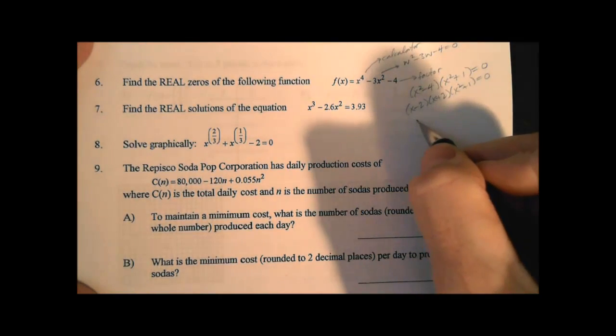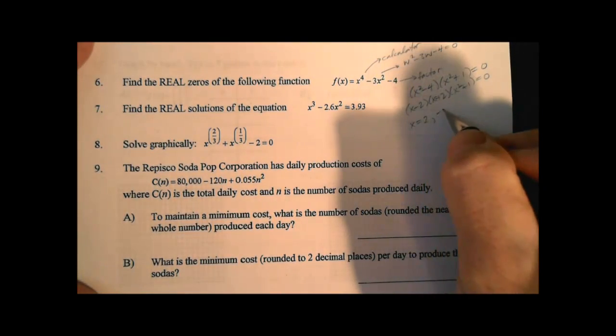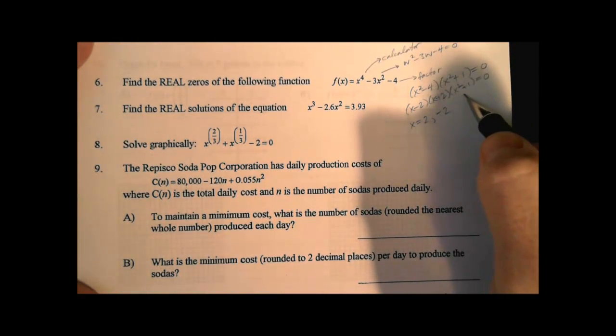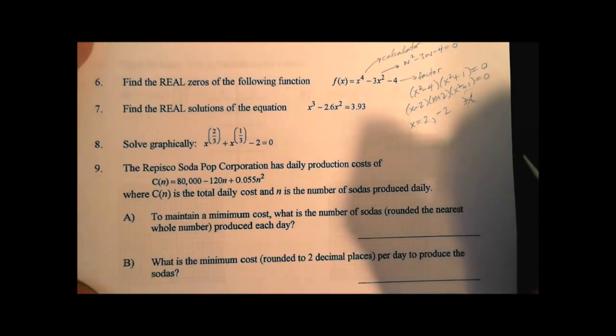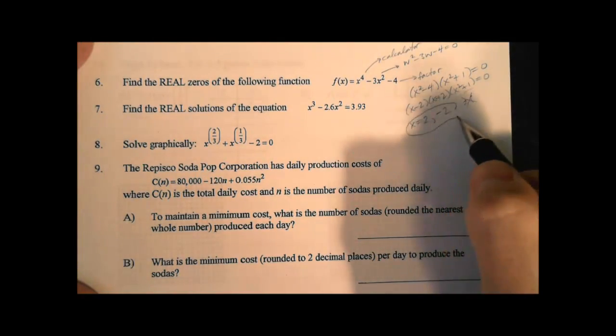Now all the zeros are x is 2 and negative 2. The solutions that come out of this are plus or minus i, but they're not real, so we're just going to stick with plus and minus 2.